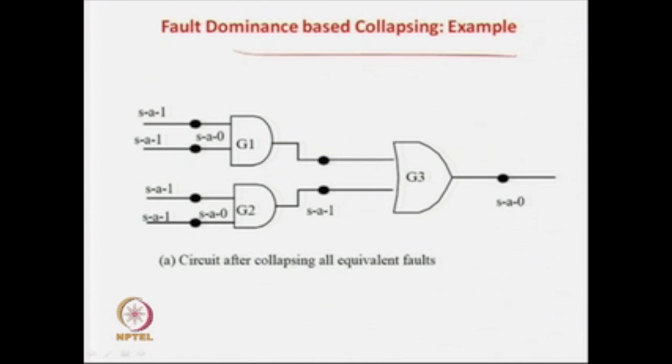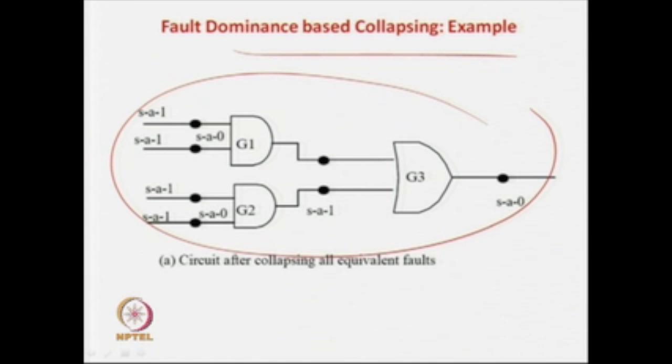In the last example, we had this circuit where we used only fault equivalence to do the collapsing. If you remember, we had a stuck-at-0 fault here, a stuck-at-0 fault here, a stuck-at-0 fault here, a stuck-at-0 fault here, and also a stuck-at-1 fault here and a stuck-at-1 fault here. This one and this one were collapsed and we got this one. Similarly, this one and this one were collapsed and we got this one. This was by equivalence. Now we will see what else, because some faults were still remaining. Let us see what we can do by using dominance.